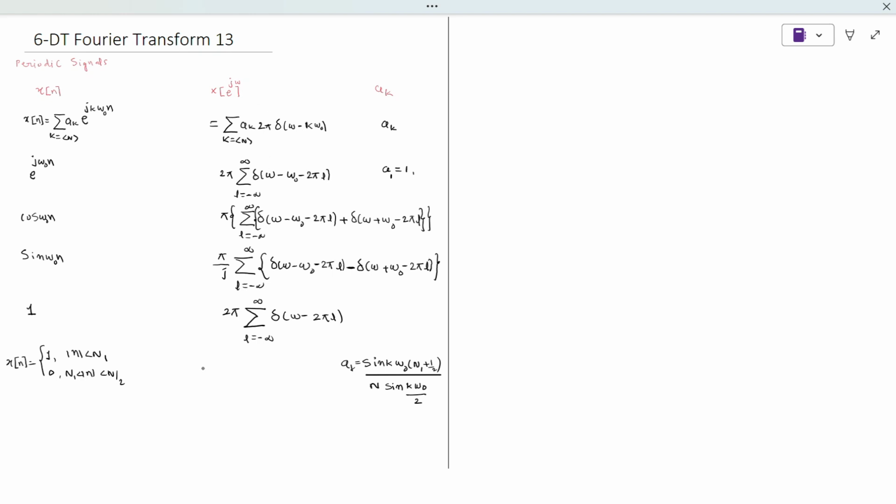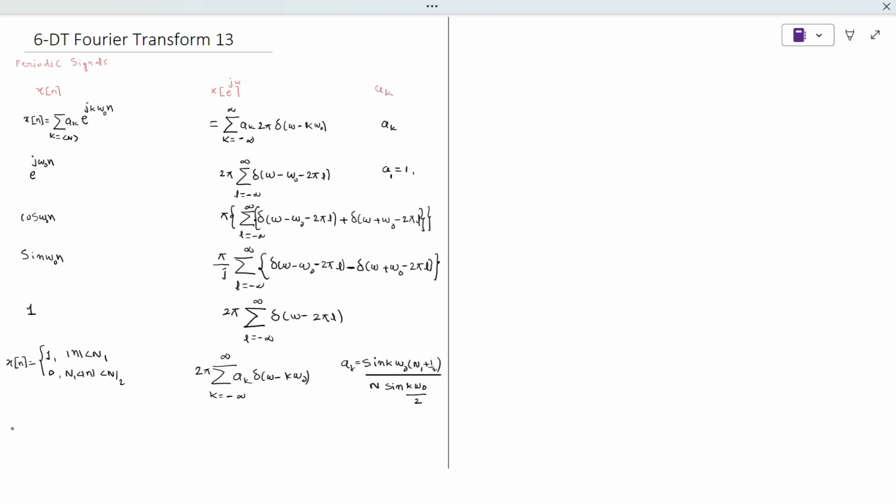So same, substitute here. The Fourier transform formula: 2 pi ak, which we have already written here, that's ak into delta of omega minus k omega naught, with k from minus infinity to plus infinity.